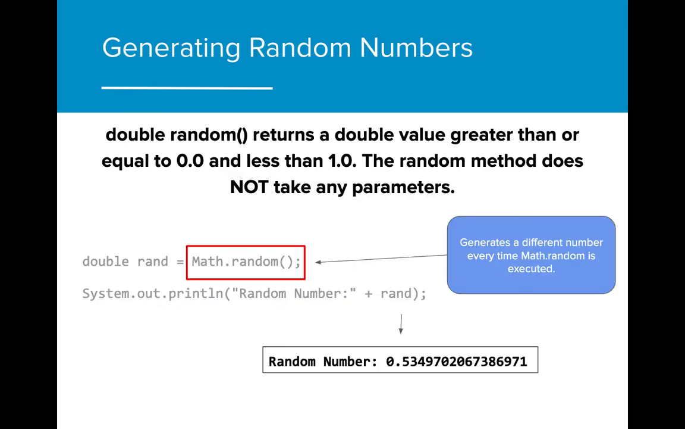Math.random returns a random double value greater than or equal to 0 and less than 1. When and why would you need to use random numbers in a Java program? As it turns out, random numbers are used in lots of places in programming. They can be used in games like rolling dice, flipping coins, shuffling cards, and more.